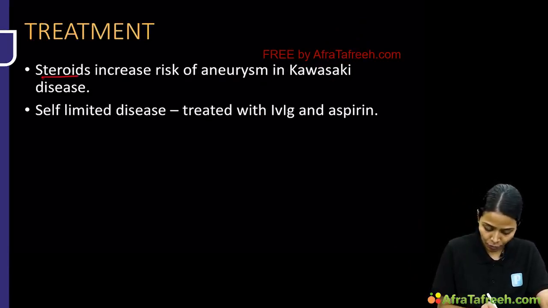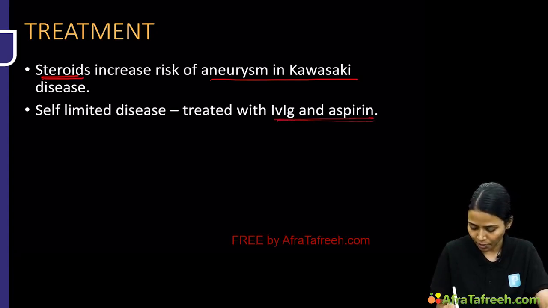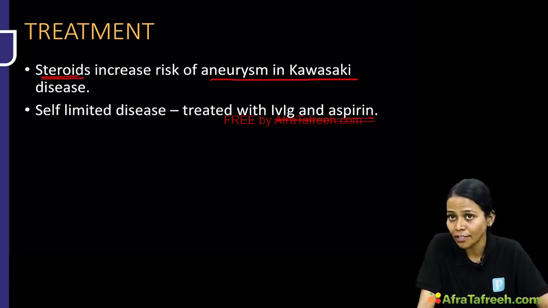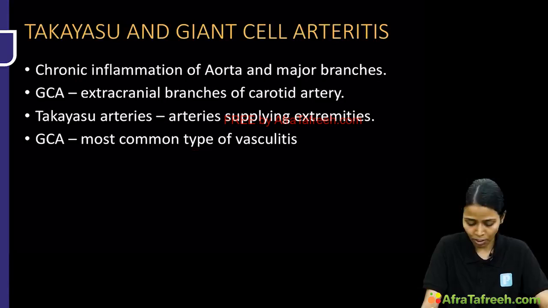Steroids should be given carefully because they increase the risk of aneurysm in Kawasaki, and it's a self-limiting disease. So IVIG and aspirin is the treatment of choice. It's important to differentiate it from other vasculitis because if you give steroids in Kawasaki, it can cause coronary aneurysms.